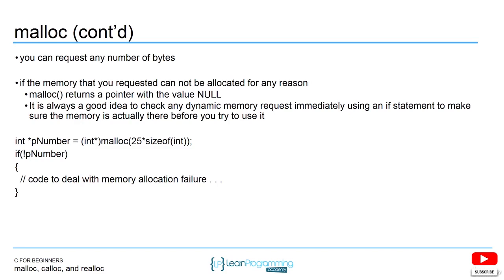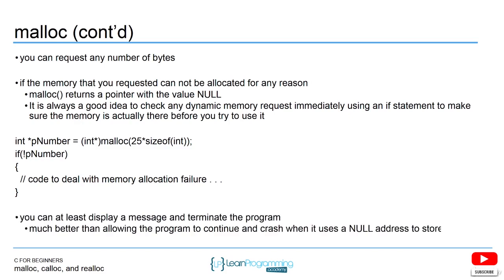If you're not able to allocate memory in your program, you're in trouble. And so what you should usually do in this code to deal with a memory allocation failure is you should abort. You should call exit. You should get out of your program, because if your program can't allocate memory, your program's hosed. So usually you call an exit or an abort if you can't allocate memory. You can also display a message, then terminate the program. It's much better than allowing the program to continue when we're not able to allocate memory.